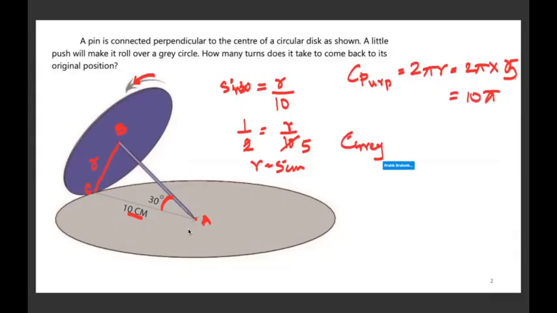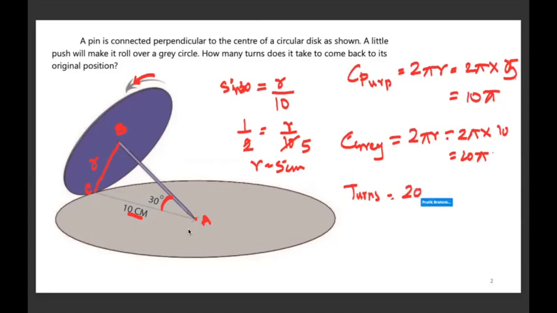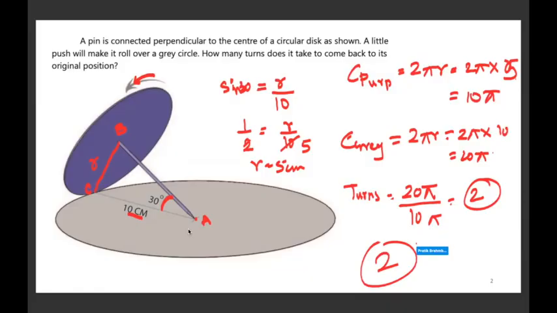So 10 pi. I'm not expanding on pi yet. Now we'll find the circumference of the gray disc, which is again 2 pi r, which will be 2 pi into 10, which is 20 pi. So the turns that the purple disc will make will be the distance to be covered, which is the gray disc circumference 20 pi, upon the circumference of the purple disc, which is 10 pi. This comes to 2 turns. Hence, the gray disc will have to rotate 2 turns here. Okay, move to the next one.